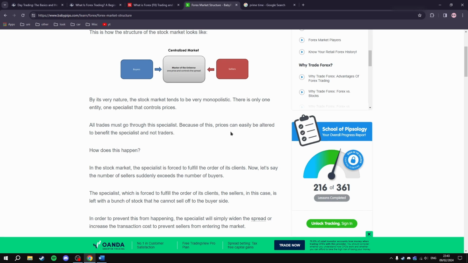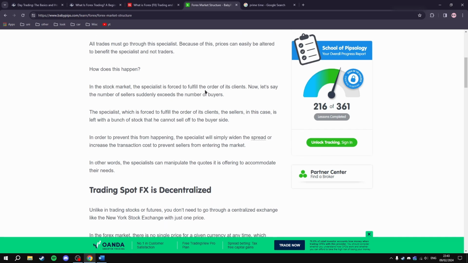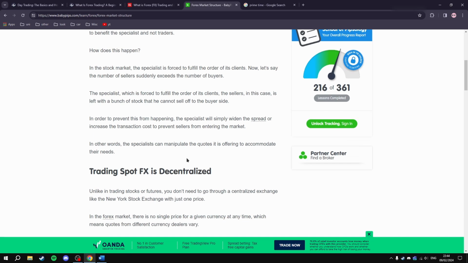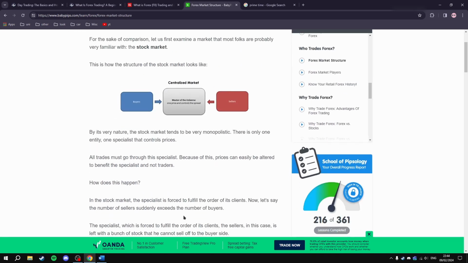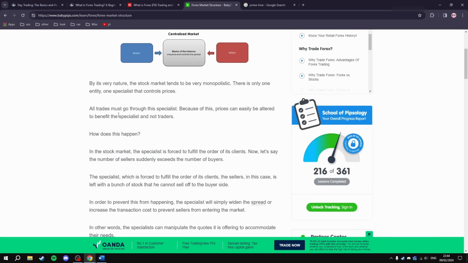How does this happen? In the stock market, the specialist is forced to fulfill the orders of its clients. Now let's say the number of sellers suddenly exceeds the number of buyers. The specialist, who is forced to fulfill the order of his clients, the sellers in this case, is left with a bunch of stock that he cannot sell off to the buyer side. In order to prevent this from happening, the specialist simply widens the spread or increases the transaction cost to prevent sellers from entering the market. In other words, the specialist can manipulate the quotes it is offering to accommodate their needs. Right. Ooh, the stock market is okay. I did not know that's how the stock market works.